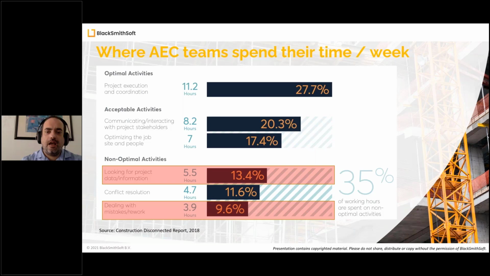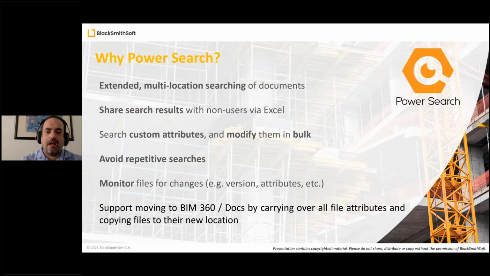And this is really what we want to focus on with these two products for BIM 360 and Autodesk Docs today. And that is how to make you able to find your project data information in a much quicker way and minimize mistakes and reworks, especially when it comes to using incorrect versions of drawings and documents. First, we will start off with Power Search and how we came up with this concept.